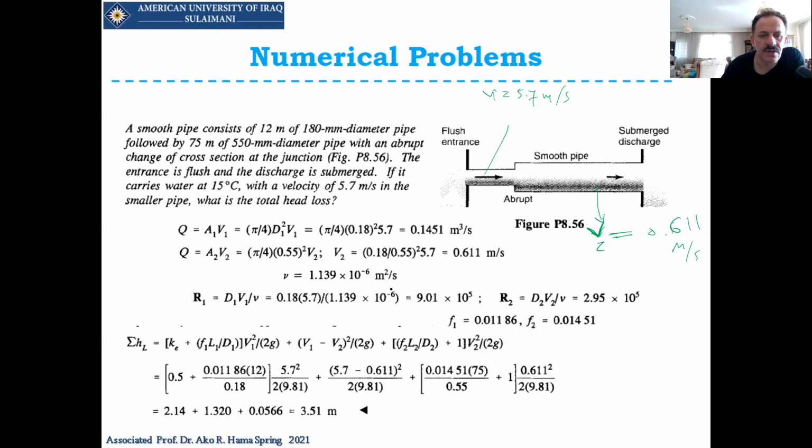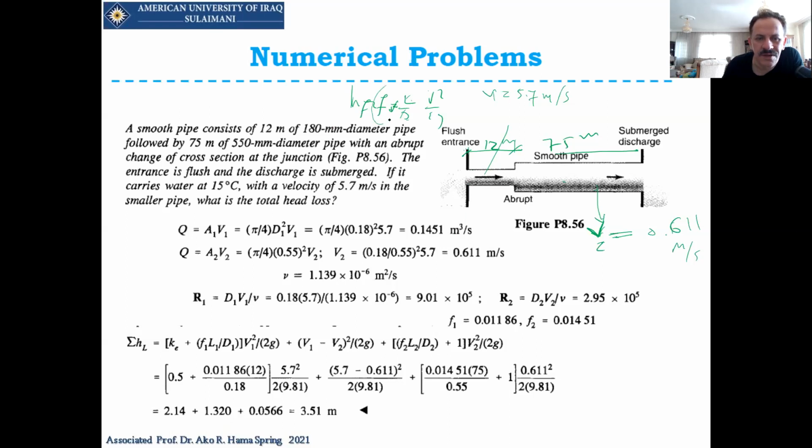So now we have to find the friction head loss first. The friction head loss will be considered as f L over D, V squared over 2g, with each pipe's own velocity. Their lengths are given to me: the length here is 12 meters and the length here is 75 meters. So I have the L, D, and V.